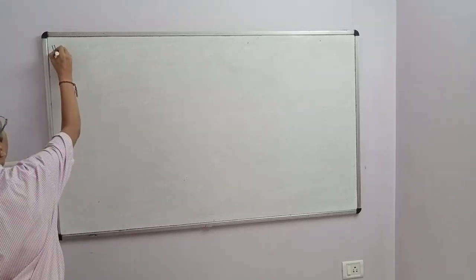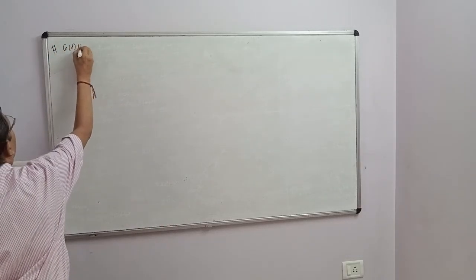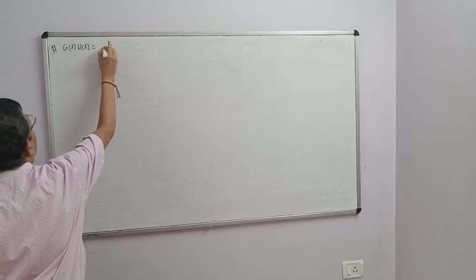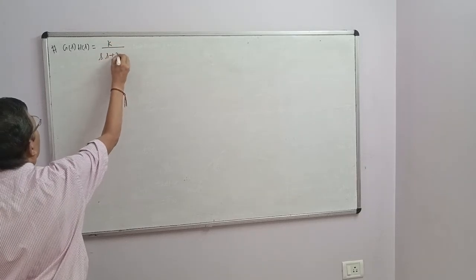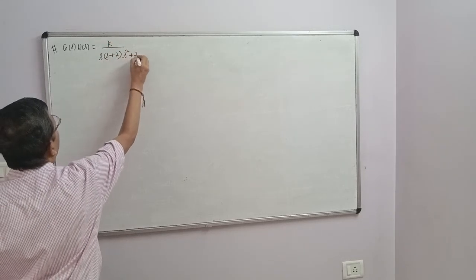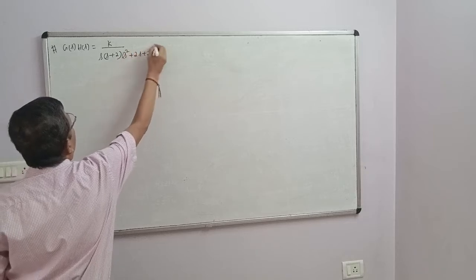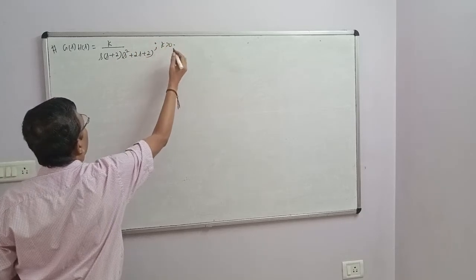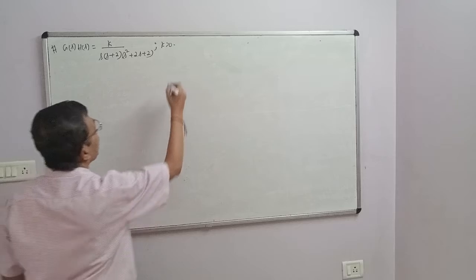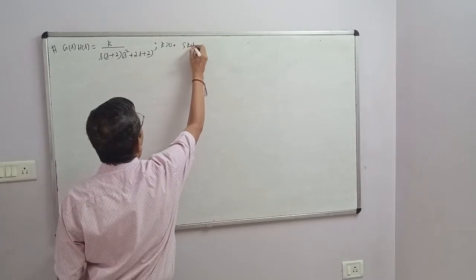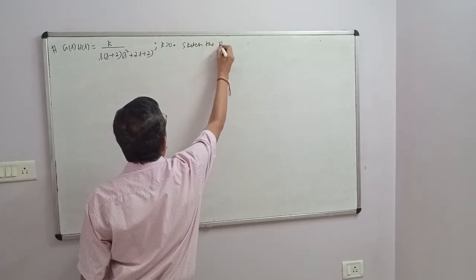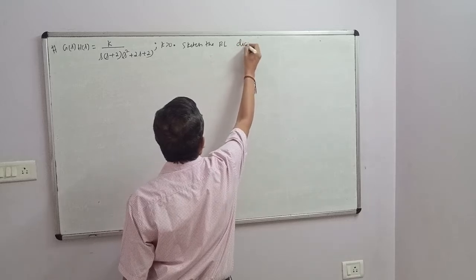Next problem. G of s, h of s is equal to k divided by s into s plus 2 into s square plus 2s plus 2. Problem statement is sketch the root locus diagram or root locus plot.